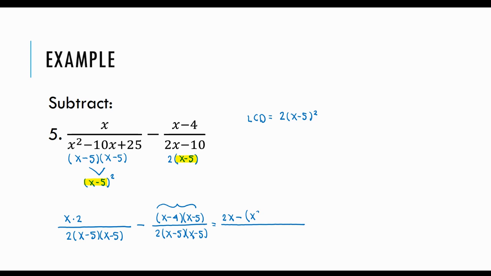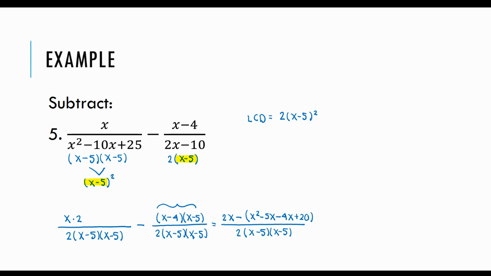X times x is x squared. X times negative 5 is negative 5x. Negative 4 times x is negative 4x. Negative 4 times negative 5 is positive 20. And then we still have our denominator.